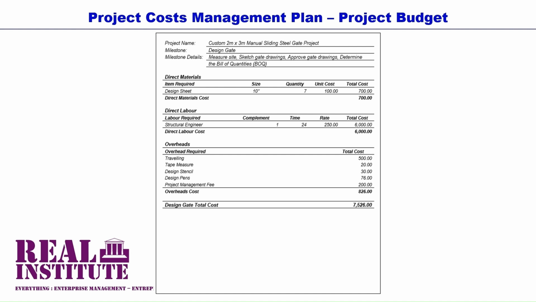Then lastly, we calculate the design gate phase total cost by adding the 3 subtotal costs for the direct materials, direct labor, and overheads. We arrive at a total of 7,526, which is the sum of 700 for the direct materials, 6,000 for the direct labor, and 856 for overheads.